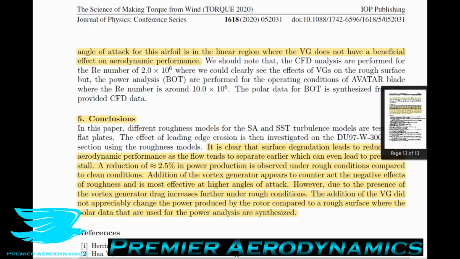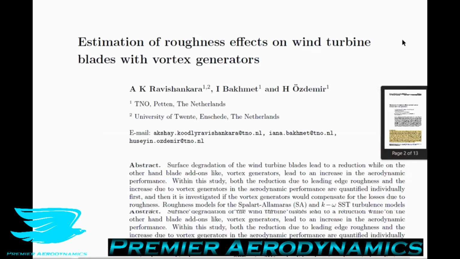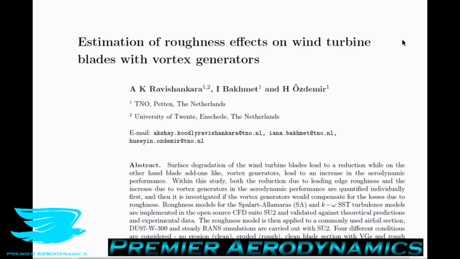So, I guess we can just conclude that surface roughness bad, vortex generators good, and putting both together, they're kind of okay. So that's that in a nutshell.